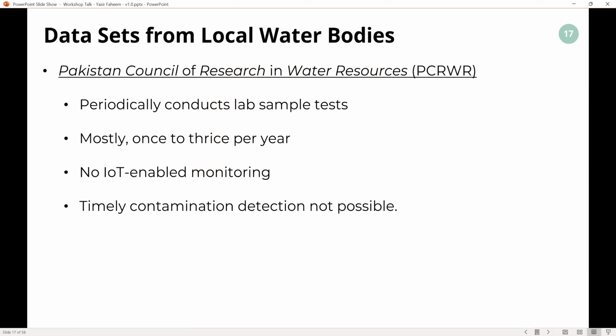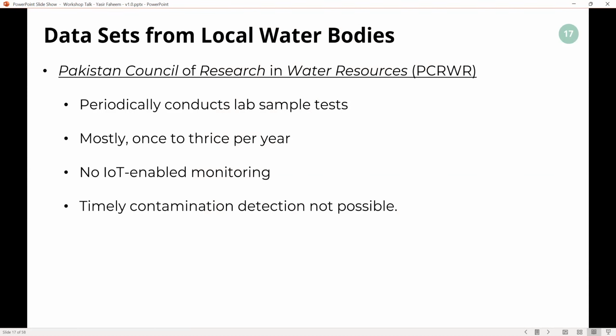The Pakistan Council of Research in Water Resources carries out analysis yearly for major water bodies, but they don't have any IoT-based monitoring system. They collect lab samples by visiting those lakes and water bodies, and usually they do so once or thrice a year. So they have their data sets publicly available.